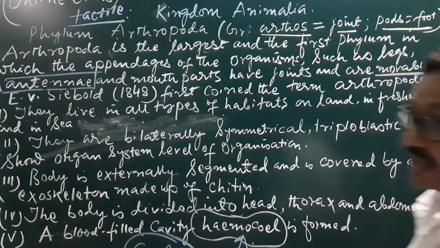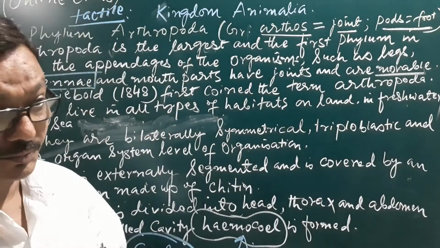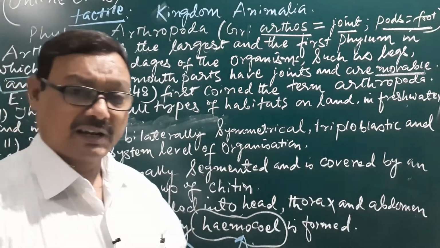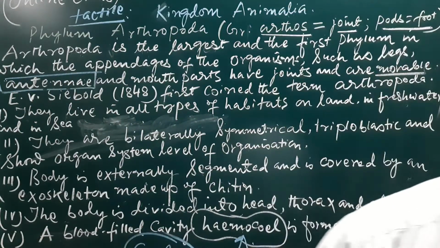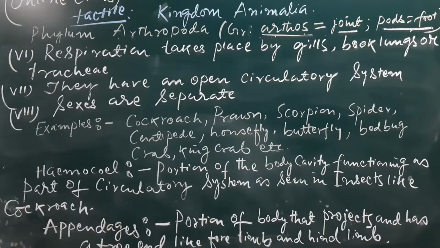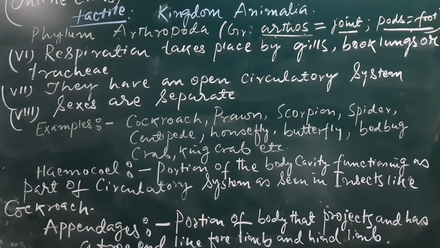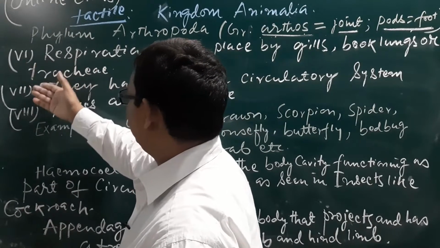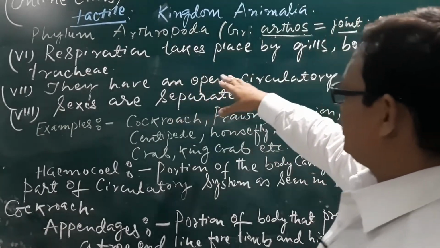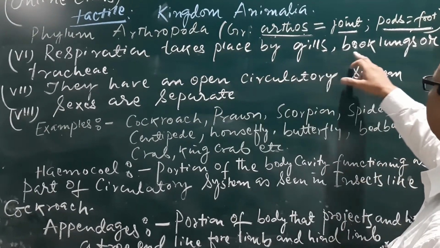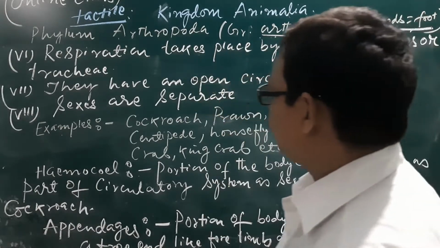A vast group of animals are present in this phylum. Let us see some more important features of this phylum. Here you may see some more features, like these three I have mentioned here. Respiration through the gills, book lungs or trachea.